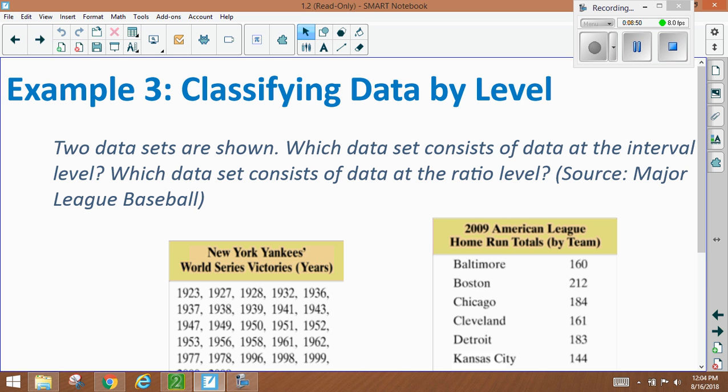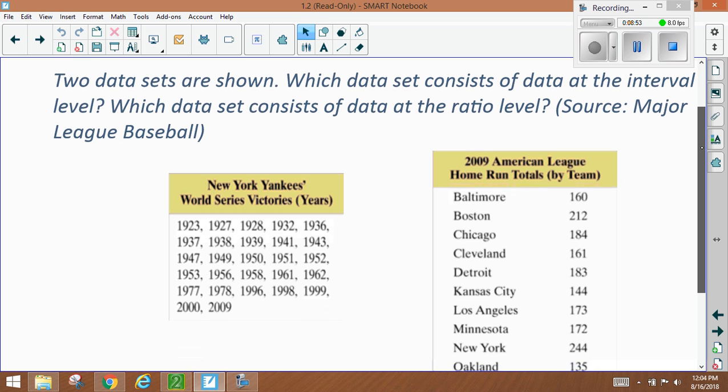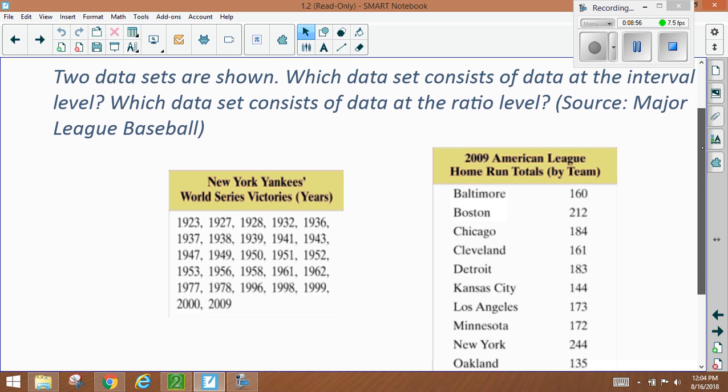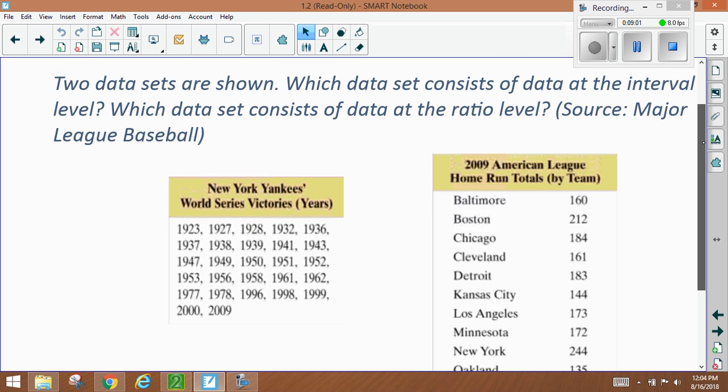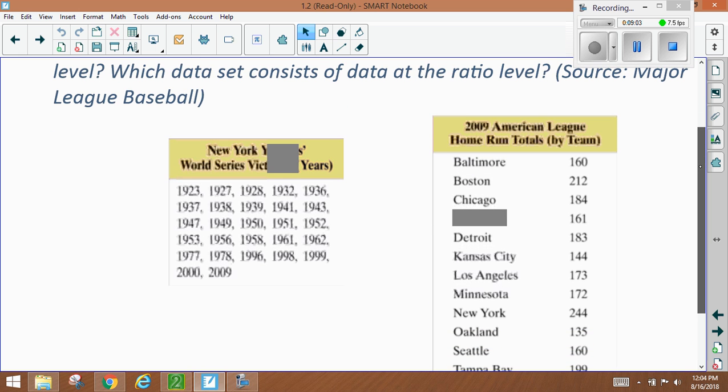Let's figure out which is which, right? Let's see, which one is at the ratio level and which one is at the interval level. Okay, the best way to figure this out is: does it make sense to say, hey, one of my data entries is 2 times the other data entry? If it would make sense to say, hey, I can compare them by saying one is twice as much as the other. You know what I mean?